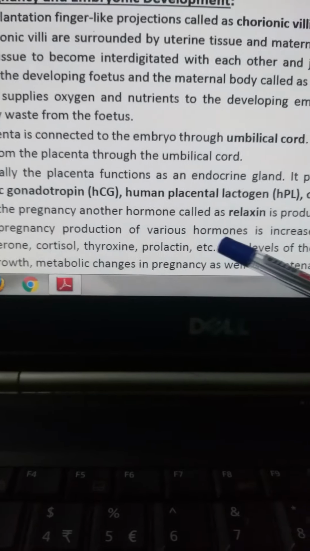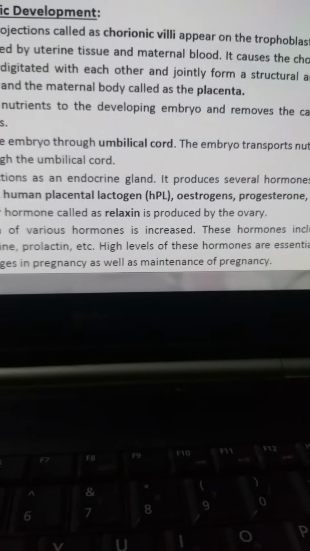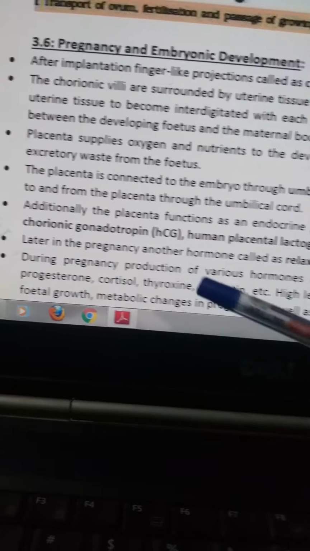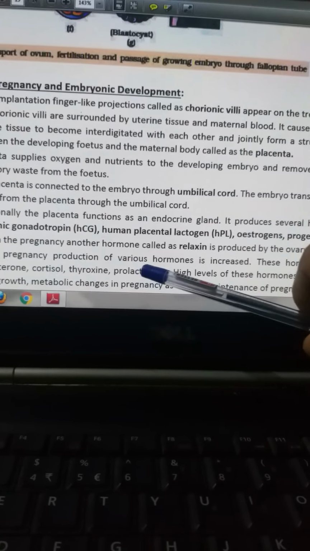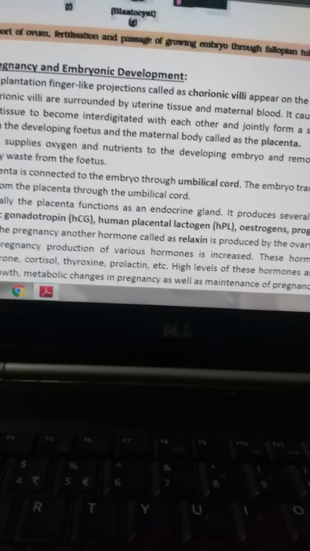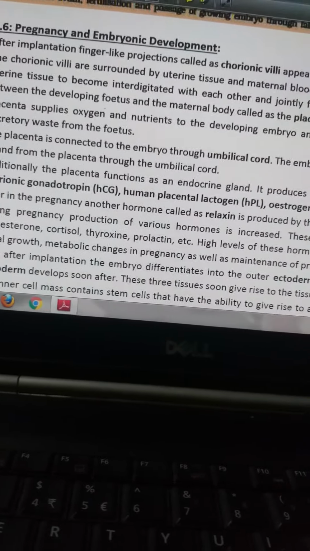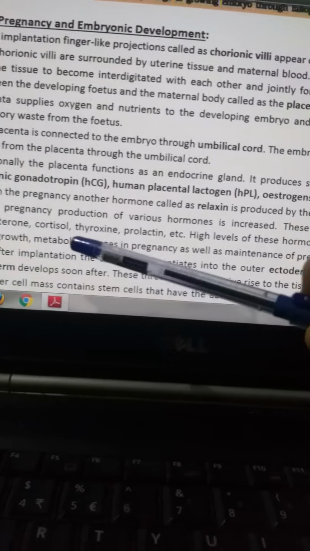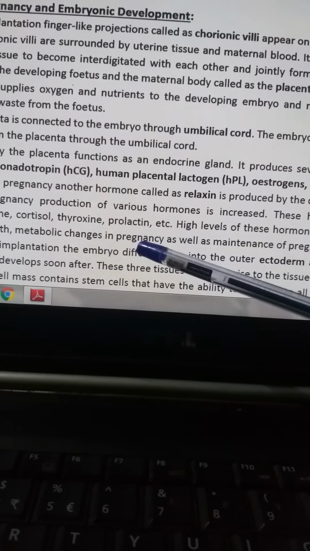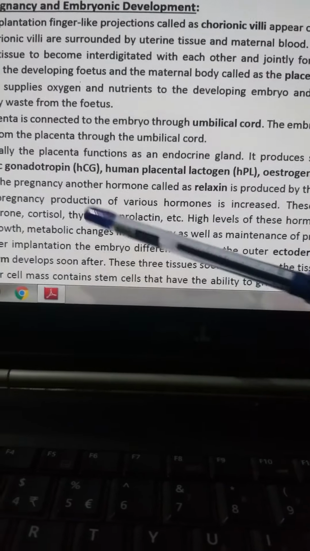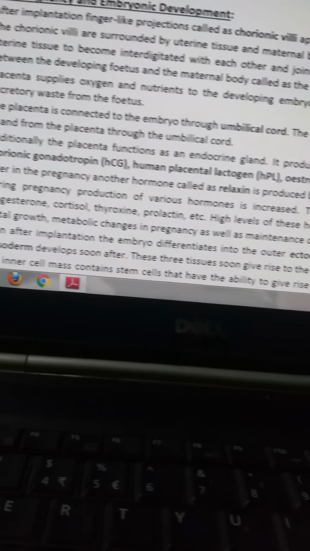Now, during pregnancy, the production of various hormones increases, and these hormones include estrogen, progesterone. See, this has to be remembered. Estrogen, progesterone, cortisol, thyroxine, prolactin, etc. And high levels of these hormones are essential for supporting fetal growth and the metabolic changes during pregnancy and the maintenance of the pregnancy. These hormones are very important. Any distortion in these hormones may lead to miscarriage.